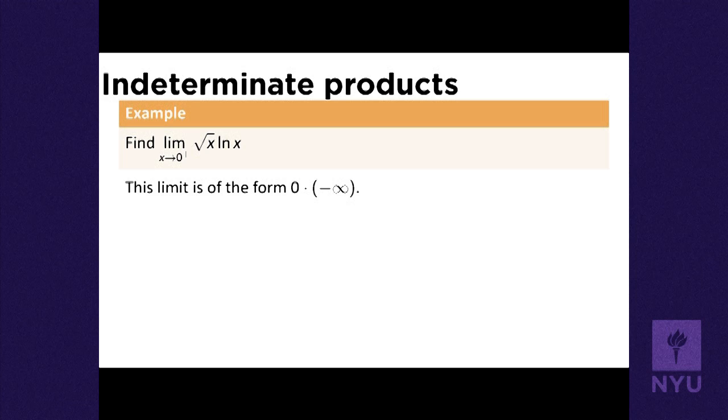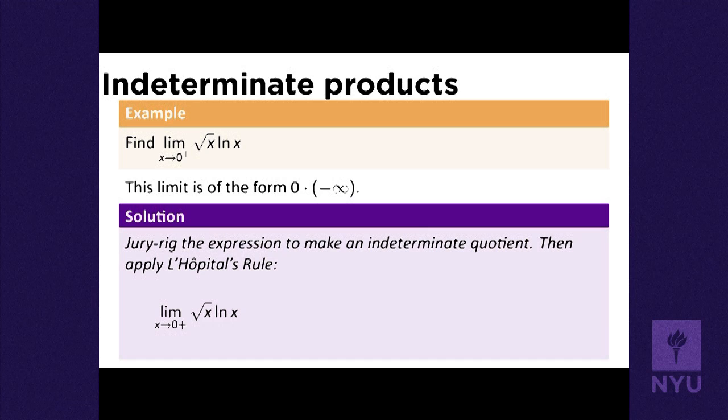To use L'Hopital's rule, though, we would have to try to make this into a quotient. So what I'll do is rewrite the square root of x times natural log of x as natural log of x divided by 1 over the square root of x. Why would I do that? For one reason only, because I can use L'Hopital's rule on quotients. In no other way would we want to write the limit this way, right? But in this case, because L'Hopital's rule works on quotients, I can jury-rig the expression to make it look like that.